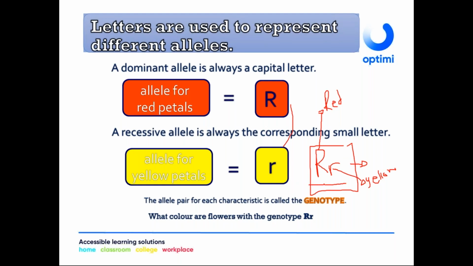So what do you think the phenotype of this flower will be? Can you type it in your question box, please? What do you think the phenotype of this flower will be? What will we observe? Will we see a yellow flower, or will we see a red flower? What will we observe in the phenotype?